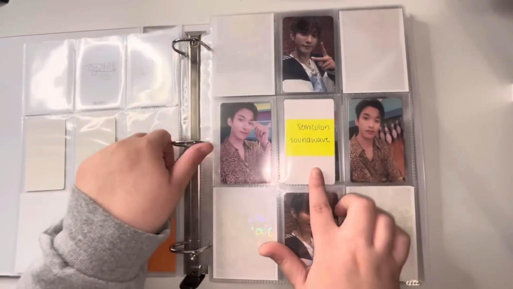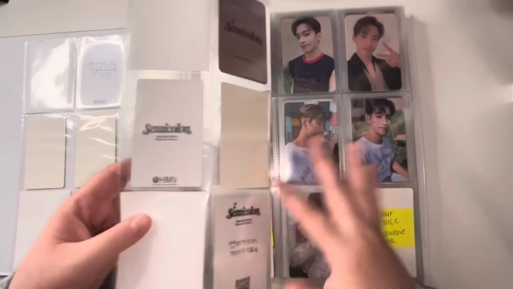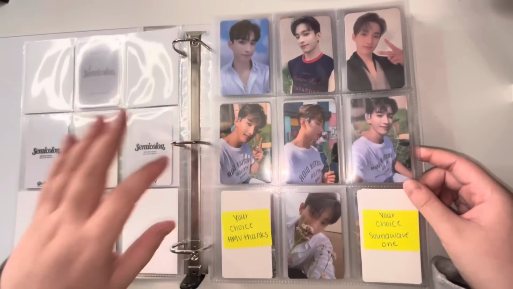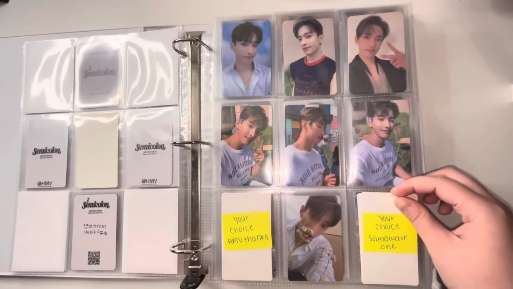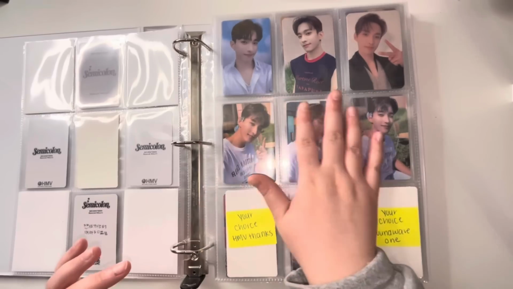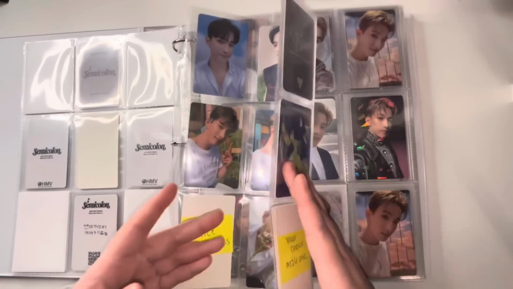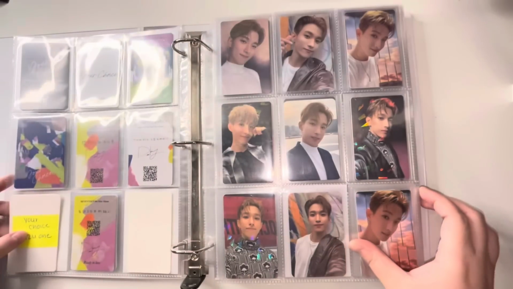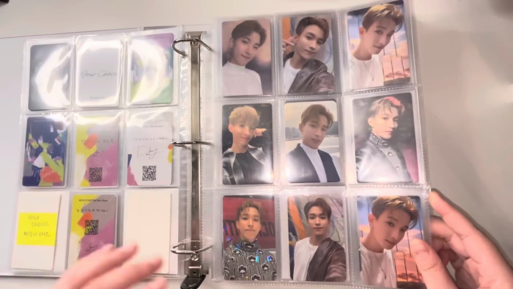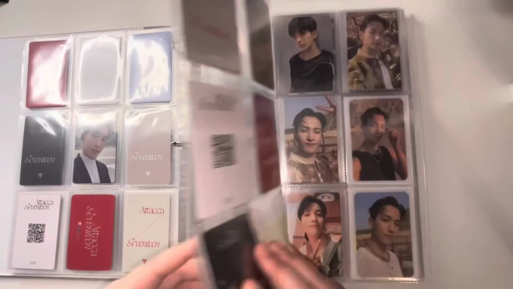I really want this Semicolon Soundwave card, but it's so expensive. I don't know if I'll ever get it. And Your Choice was my favorite 17 era. It's still my favorite. I love it so much, and I really love these cards. These are my favorite pop cards and lucky draws. I just love them so much. And then Ataka, I collected a lot for because Ataka's pre-order benefits were really cheap.